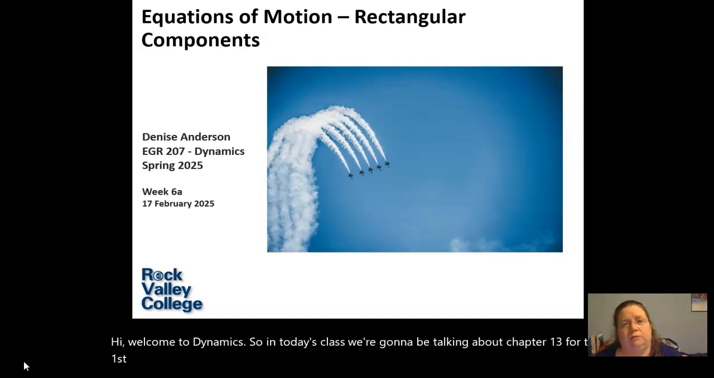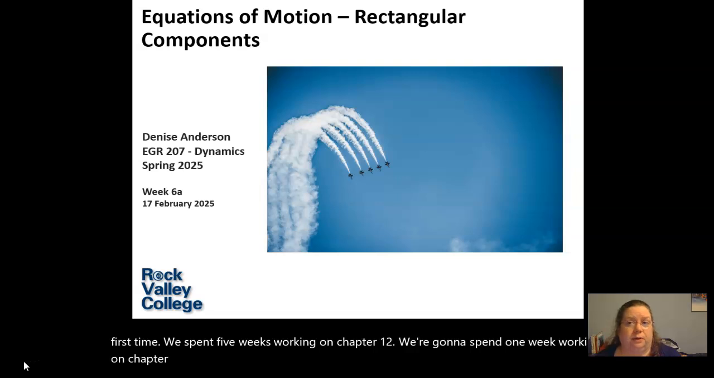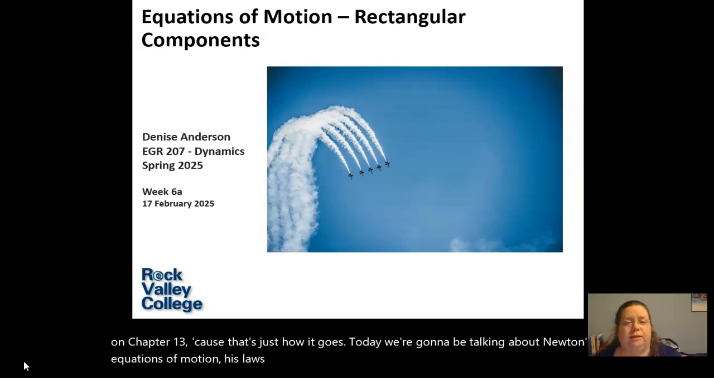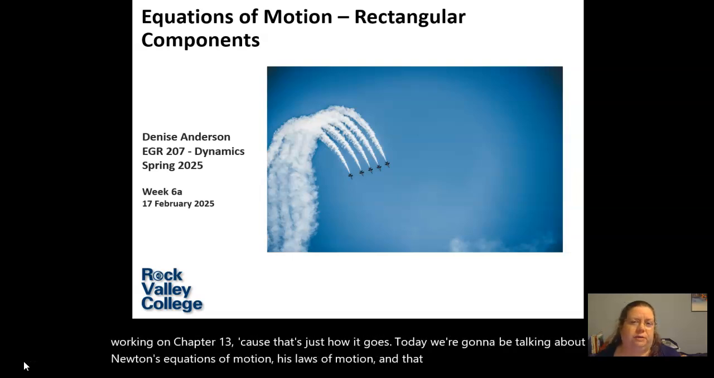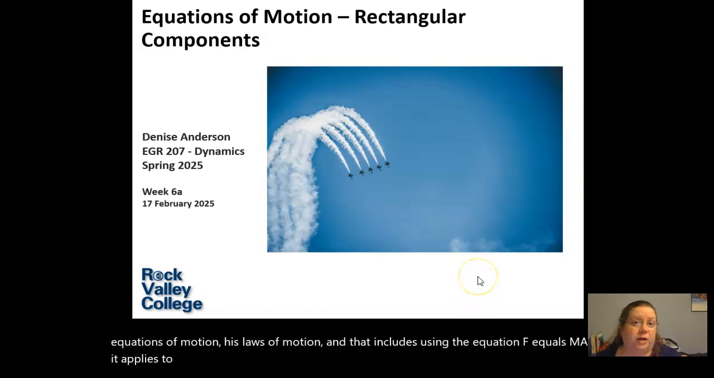We spent 5 weeks working on Chapter 12. We're going to spend 1 week working on Chapter 13 because that's just how it goes. Today, we're going to be talking about Newton's equations of motion, his laws of motion, and that includes using the equation F equals ma as it applies to rectangular coordinates, or the XYZ coordinate system that you're familiar with.